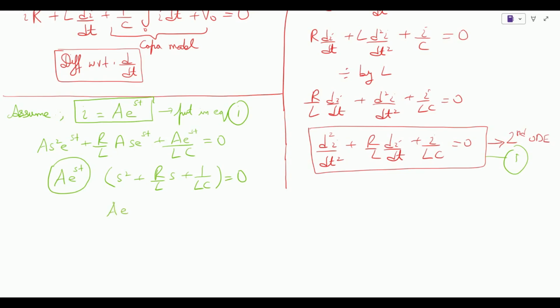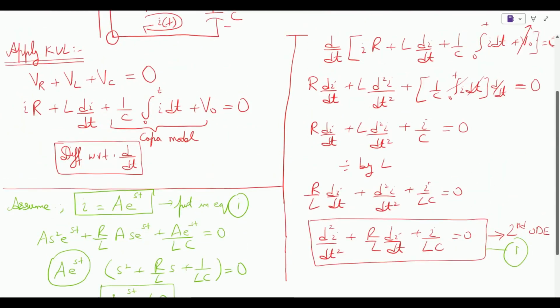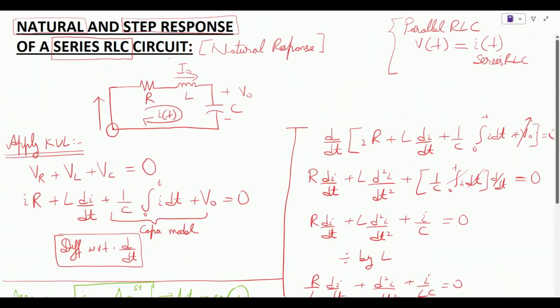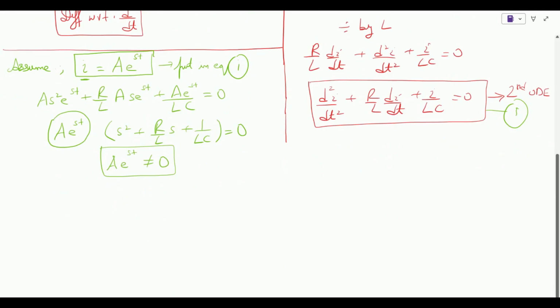So A e raised to power st cannot be equal to 0, because if we take A equals 0, this means that our initial current will be 0, and we know that the inductor does hold an initial current value of I0. So the coefficient A cannot be equated to 0. Similarly, the exponential has a power of t, which means it is going to vary from 0 to infinity, and it cannot be completely 0. The only time it is going to be 0 is when the value of t becomes infinite. So exponential power infinite will lead to 0. This means both of these elements are not equal to 0.